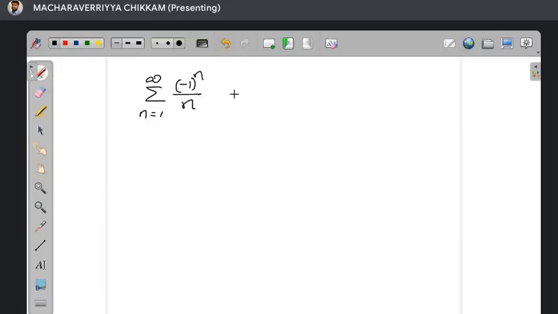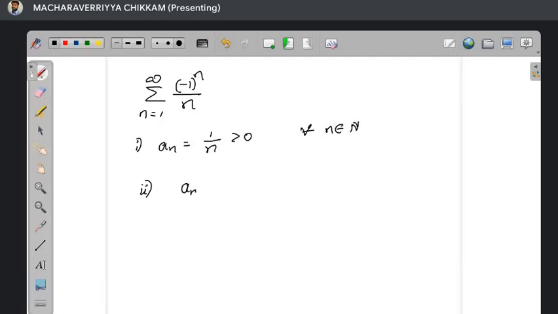So here, what is a_n? That is 1 by n. You can see that it is positive, and this is positive for all n belonging to natural numbers. So we are done with the first condition. The first condition of the Leibniz test is satisfied. And the second one.